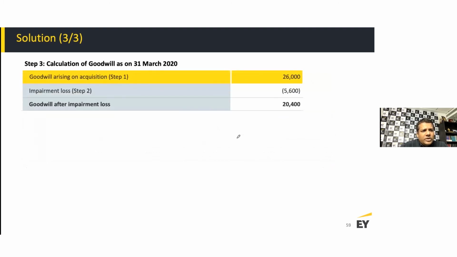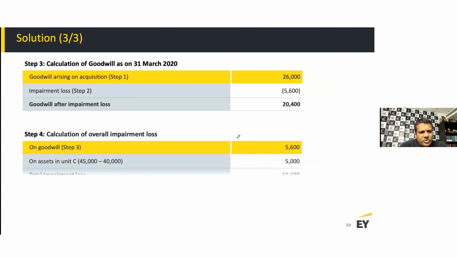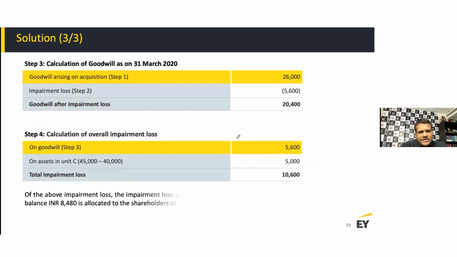So then let's look at the calculation of goodwill. The impairment loss first gets allocated to the goodwill. My original goodwill was 26,000. The impairment loss is 5,600. My goodwill after impairment loss is 20,400. Total impairment which I'm going to record is 5,000, which I recorded at the individual CGU level, in asset C, as well as 5,600 of goodwill loss. The total impairment loss is 10,600.